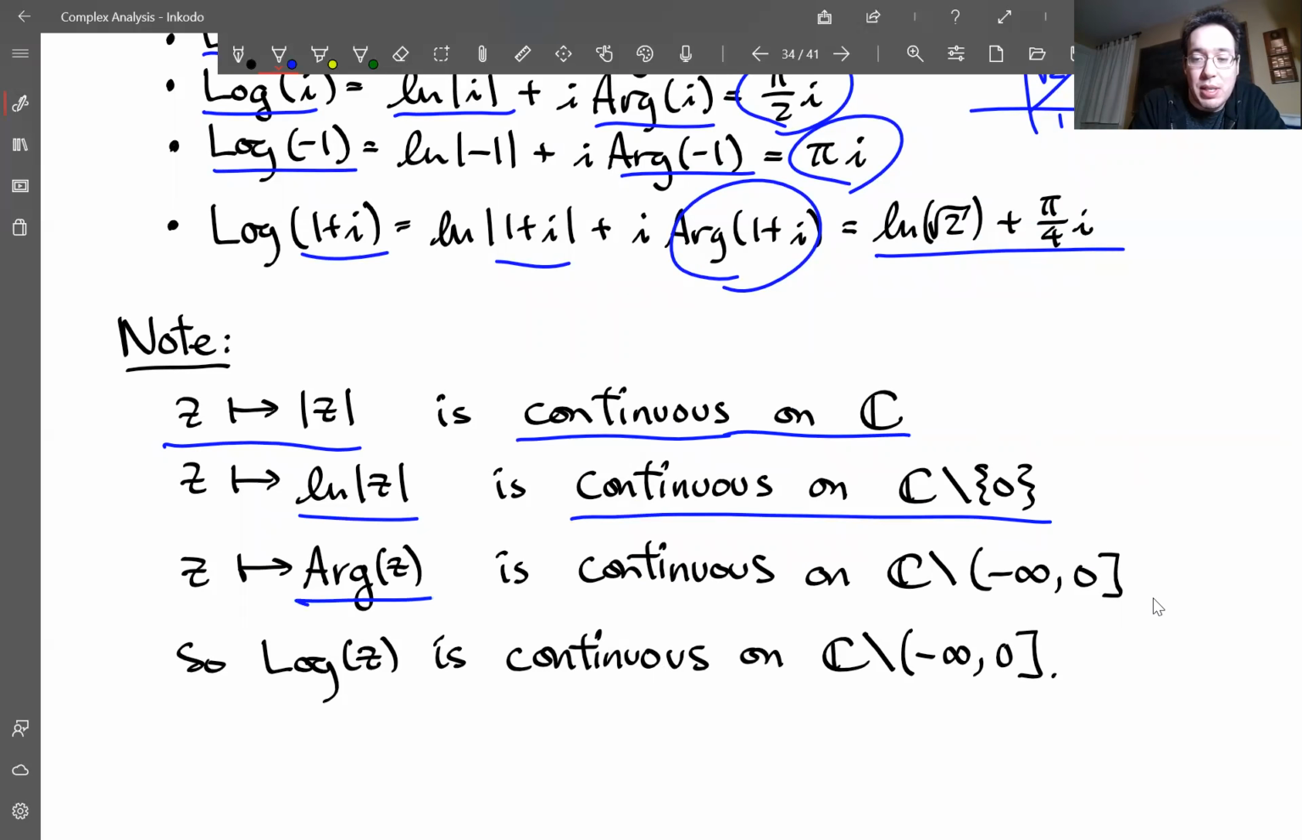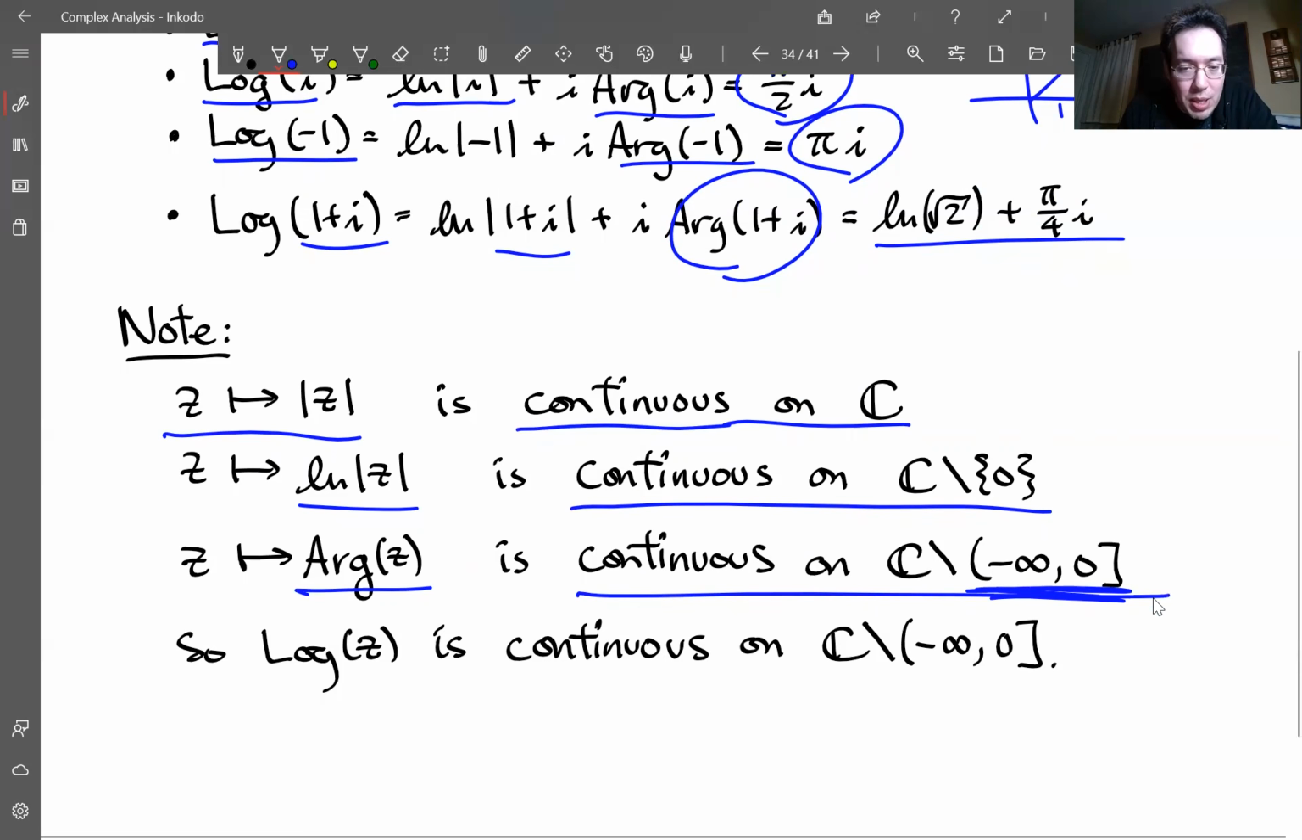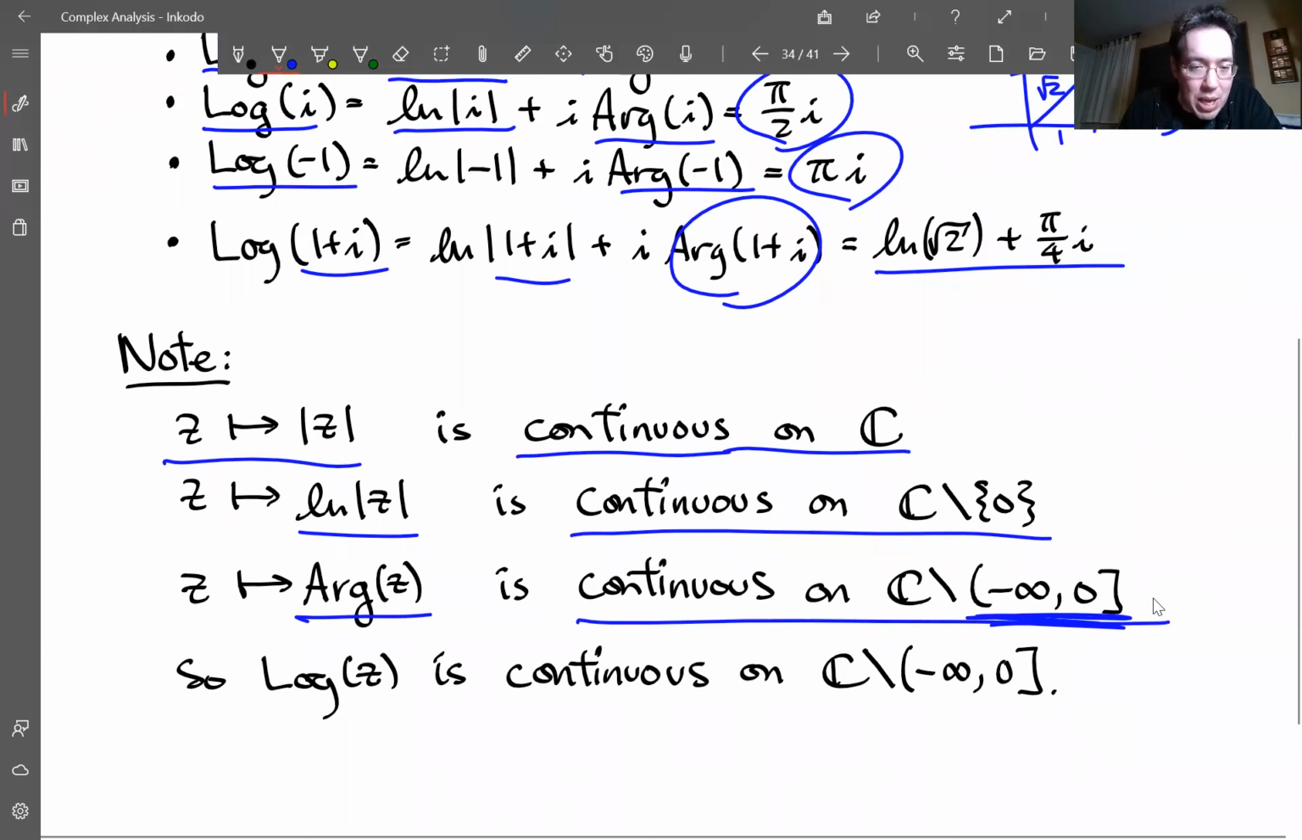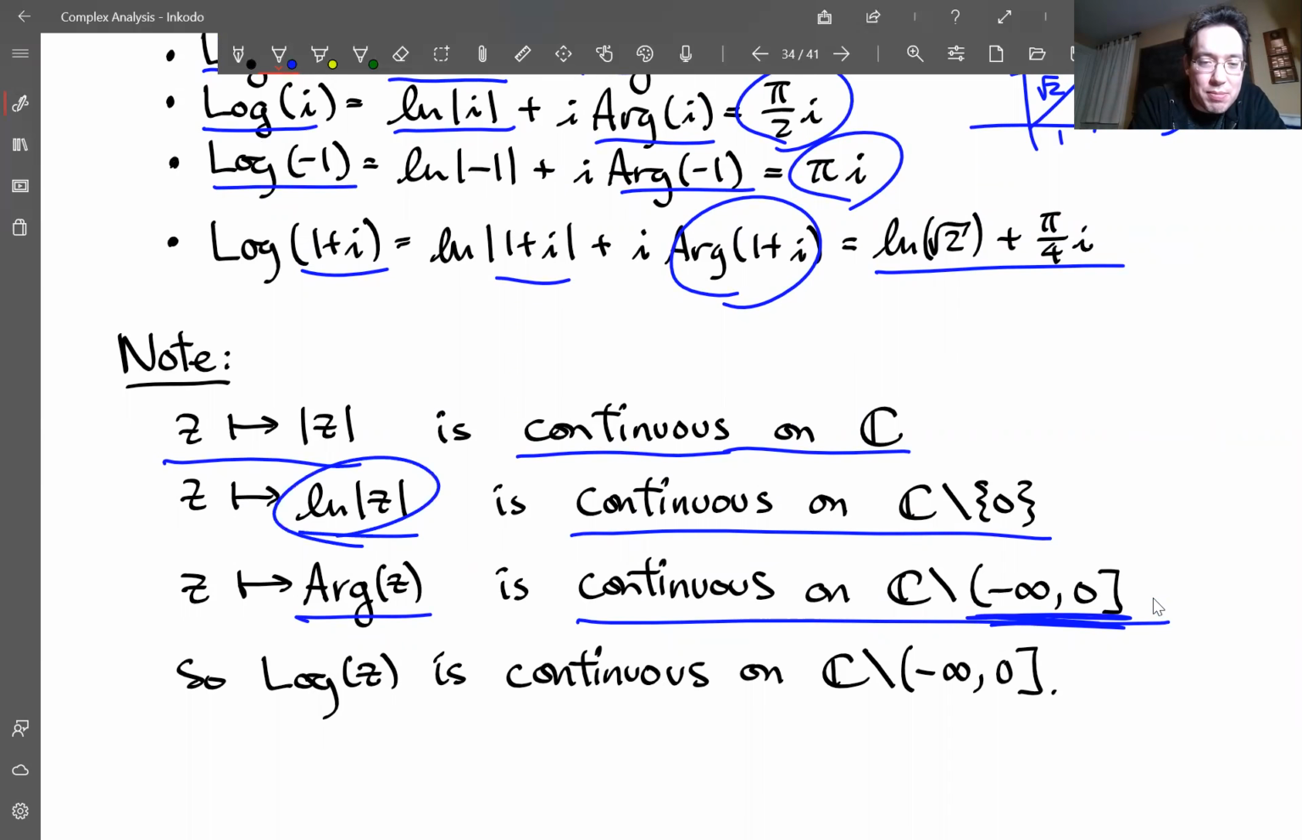The argument function is continuous as long as we stay away from the negative real axis, because remember, that's where the angle jumps from positive pi to negative pi. So we have to have a slit domain for it to be continuous. So if you make up a function with all these parts, the capital L Log of z is continuous as long as we stay away from the negative real axis.